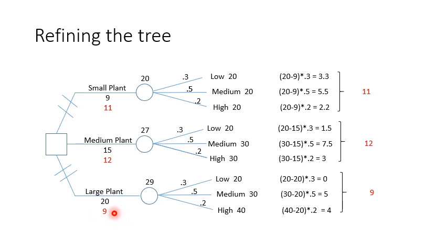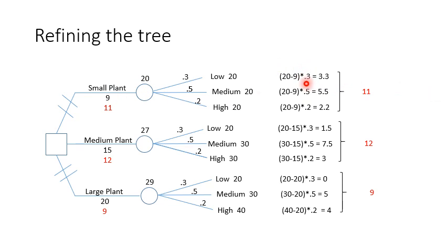Therefore the final EMV here is 9. We look at this, we would not accept the small plant, we would not accept the large plant, we would accept the medium plant. Now we could also calculate this in a slightly different way. What we did here is I took the EMV of these, 20 times 0.3, 20 times 0.5, and 20 times 0.2, for an EMV of 20, and subtracted it from this.